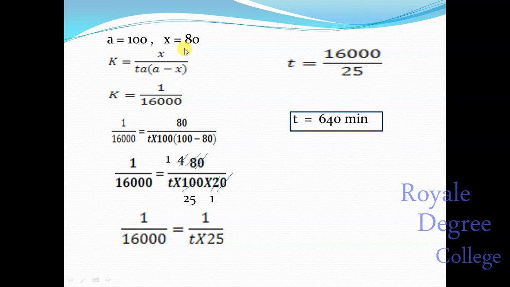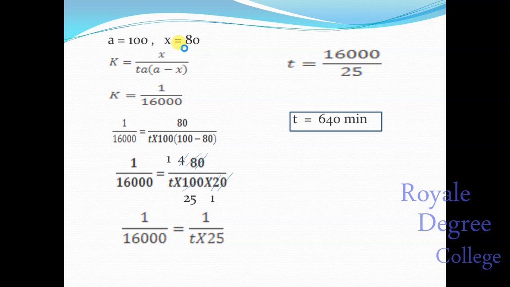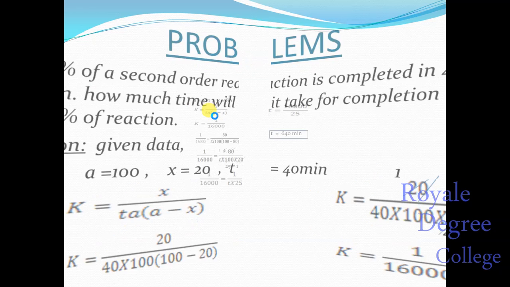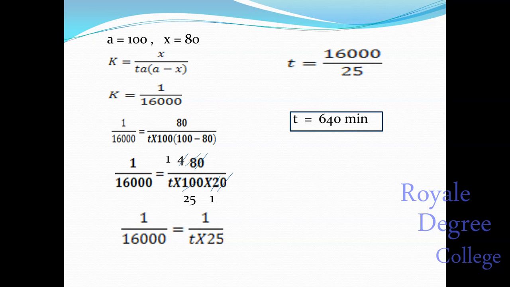When the reaction is 80% complete, you can see here it is asking us to find the time. How much time will it take? Here X value is 80, and you are going to find out the time. In place of K, we are substituting the value of K in the equation.